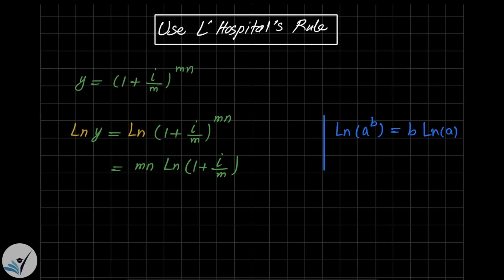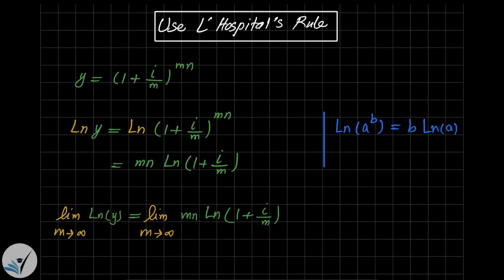Now I take the limit of this expression when M approaches infinity. So the limit when M approaches infinity of ln of y equals the limit when M approaches infinity of M N times ln of (1 plus I divided by M).